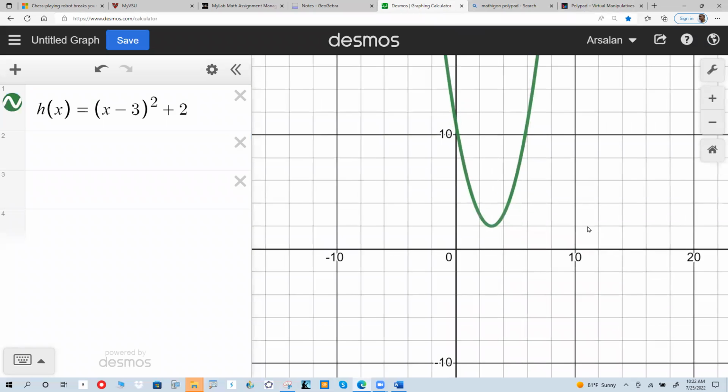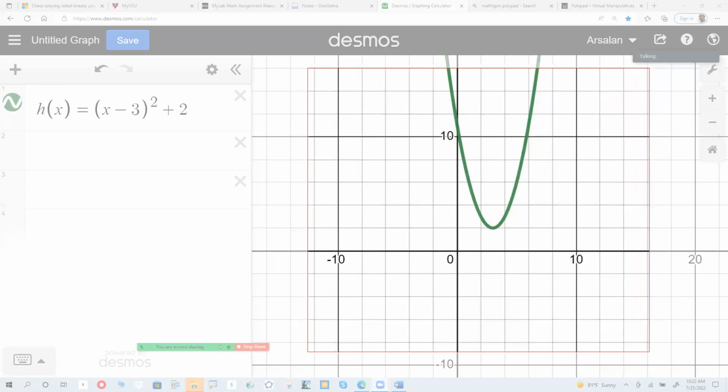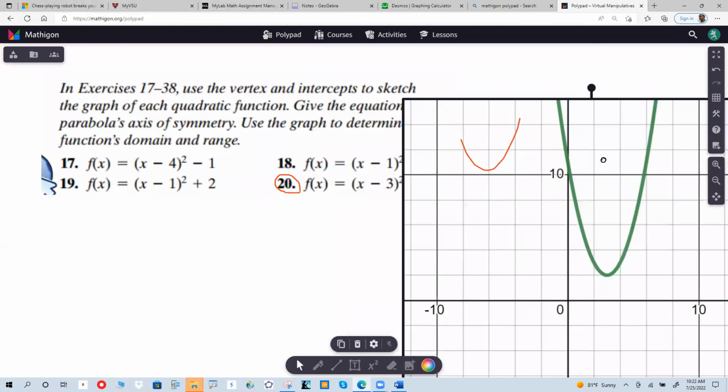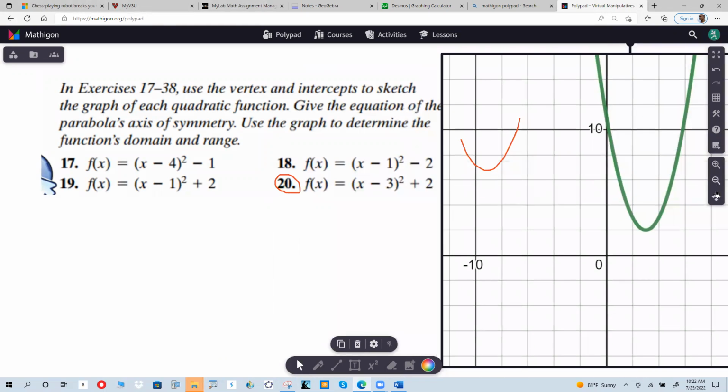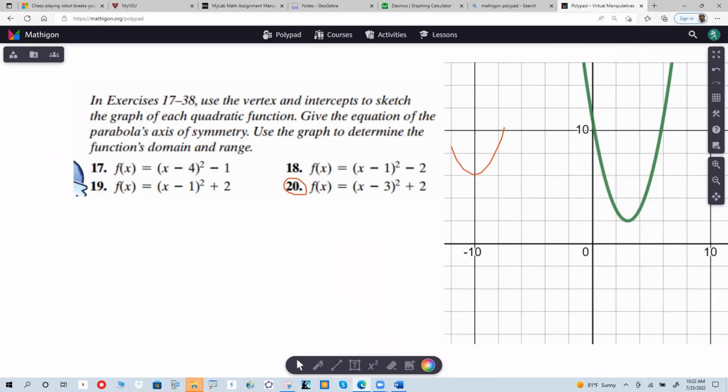So let's take this curve and let's answer some of the questions. Okay, we're doing 20, so you have to understand that. I know there are tons of things floating around. That's okay. Okay, so guys, what do they mean by equation of the parabola's axis of symmetry? Find the vertex, and it is 3, 2.